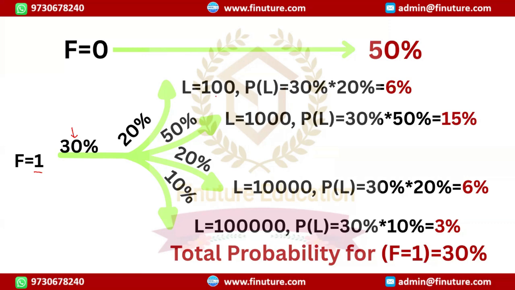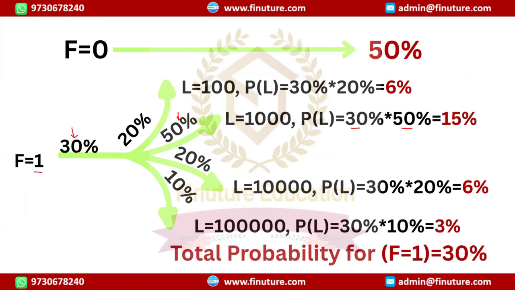So for the loss of 100, frequency 1 is 30% into 20%. When I'm making a loss distribution, basically we are trying to understand the probability of getting a loss of 100. So it is 6%. Likewise, when frequency is 1 and the loss is $1,000, it would be 30 into 50, which comes to 15%.